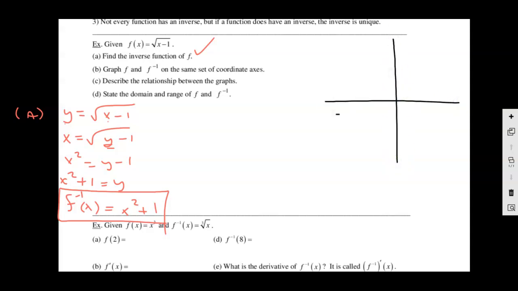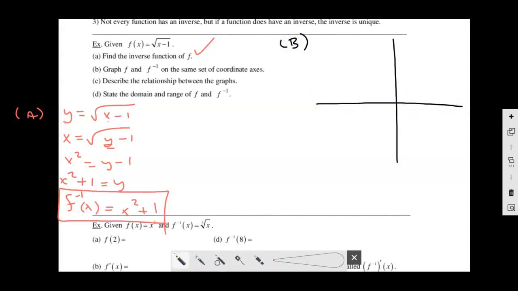We'll do part B over here. I don't know why I got 2 extra lines, because I hit it with my fingernail. Here's part B. Let's go ahead and graph it. So I'm going to graph the original, how about in green? So it's your square root function, shifted 1 to the right.